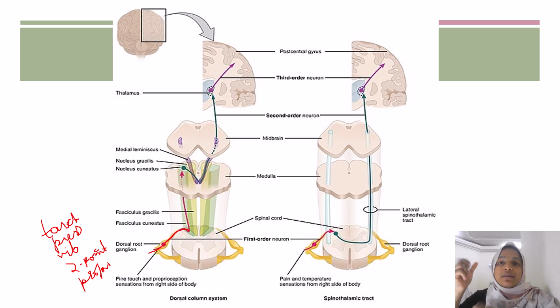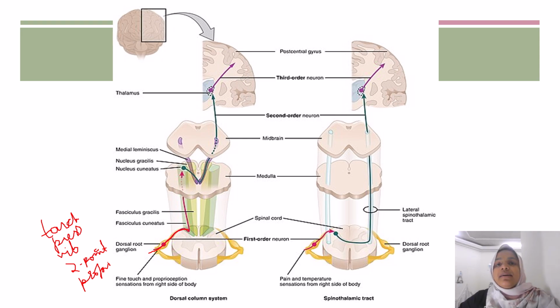A nucleus is nothing but a group of cell bodies. The neuron has a cell body and an axon. Axons are carrying the fibers, the white matter, that is the fasciculus, and the nucleus is just the group of cell bodies. So that is called nucleus gracilis and nucleus cuneatus. Fasciculus gracilis ends at nucleus gracilis, the same name. That is in the medulla.